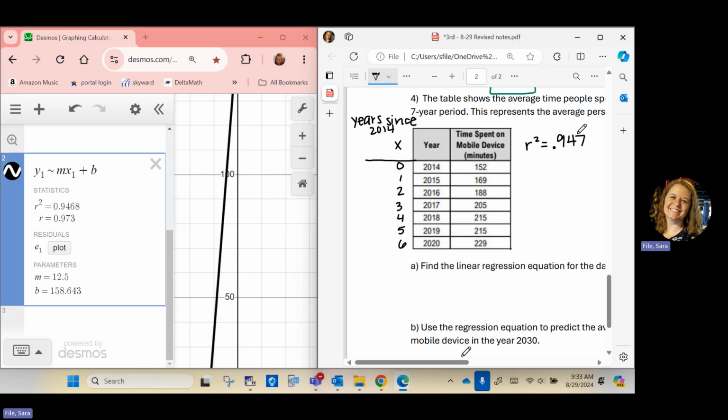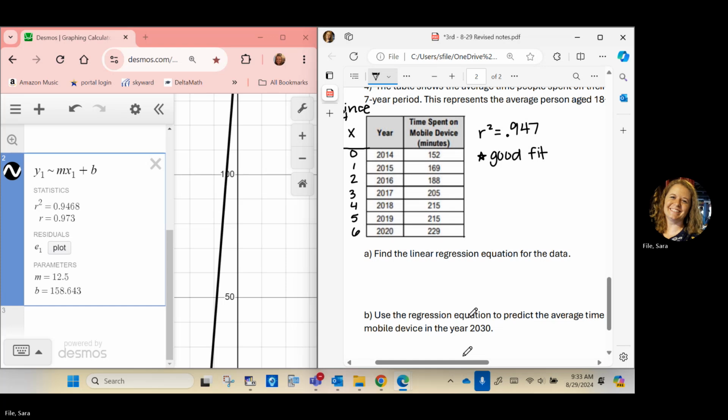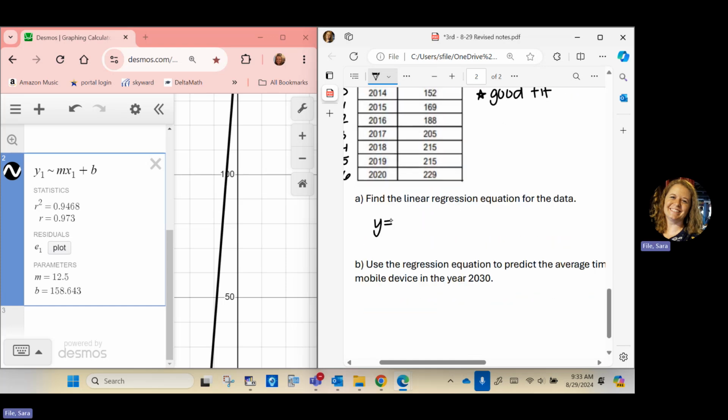Okay, 0.9 is a good correlation. So this model that we come up with is going to be a good fit for this data. That means it's going to make pretty accurate predictions. Okay, so my equation, M is 12.5. B is 158.643. Now y'all go ahead and try to figure out what are you plugging in for X for that prediction in 2030.